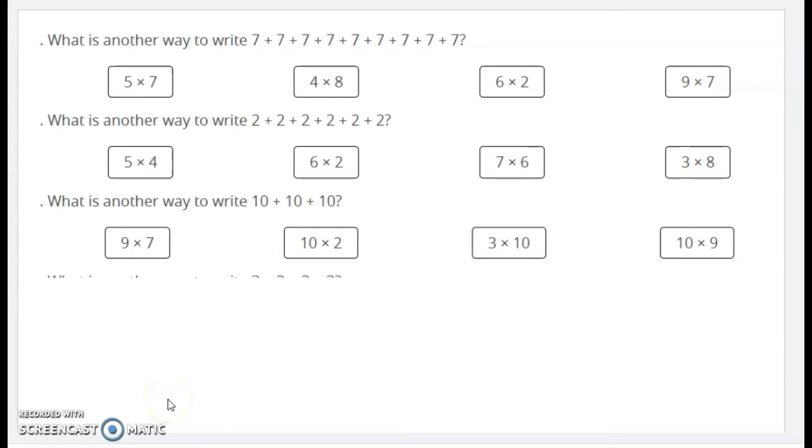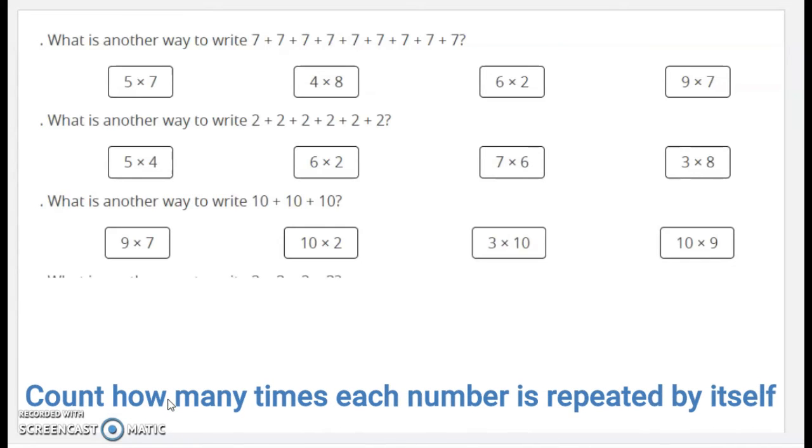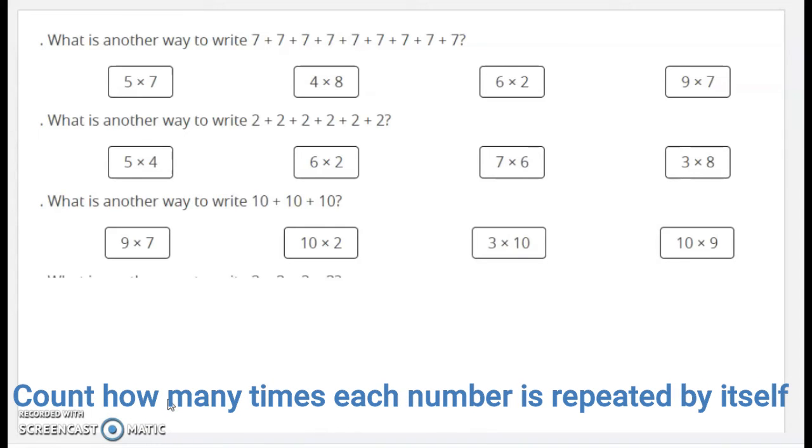Independent practice. This time you are going to have the opportunity to solve the following equation by yourself using addition as a way to find the product of multiplication. Think how many times each number is repeated, and you count that. After you count how many times that number is repeated, you are going to be able to multiply that many times of that number by the number you see repeated.